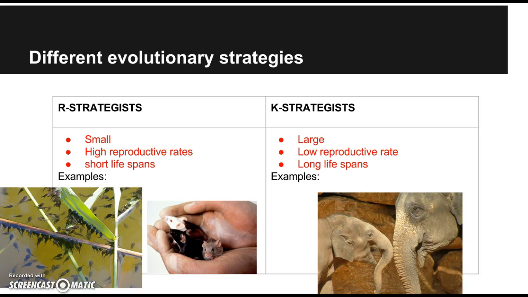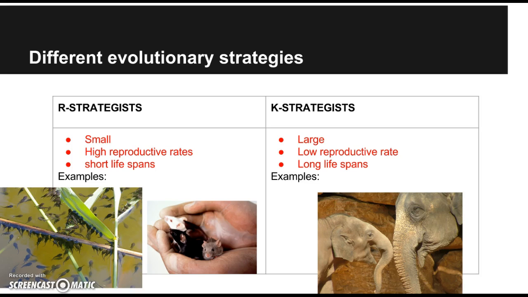Okay, not only do organisms use their dispersal qualities to kind of help them survive in the wild, but they also use different evolutionary strategies. The first one we're going to talk about is going to be R strategists, and these guys are typically very small with really high reproductive rates, and they also have really short lifespans.